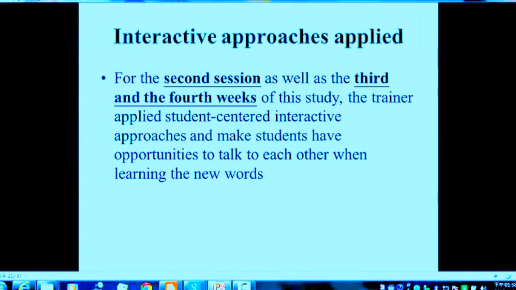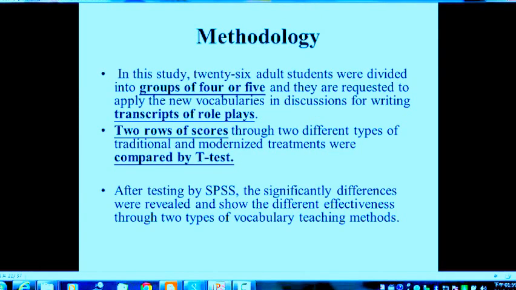For the second session, as well as the third and the fourth weeks of the study, the trainer applied student-centered interactive approaches and gave students opportunities to talk to each other when learning the new words. In this study, 26 adult students were divided into groups of 4 or 5, and they were requested to apply the new vocabularies in discussions for writing transcripts of role plays.